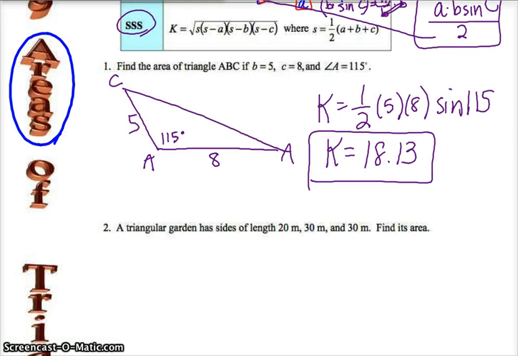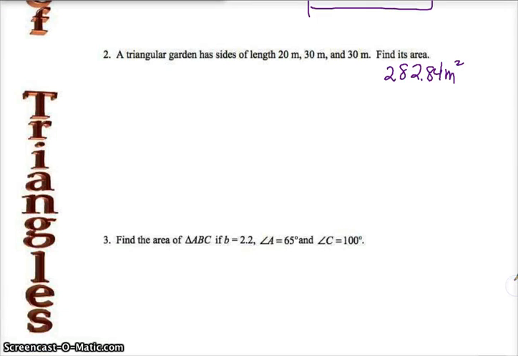Triangular garden, you might want to pause now and try these last two on your own. It's nothing super tricky, and then you can check your answers as soon as you're done. I believe the answer to number 2 is 282.84 meters squared. And I believe the answer to number 3 is 8.37. But go ahead and pause, see if you get those. Oh, sorry, I think the area here is 8.35, but I'll check it. Again, pause, then check your answer. If you didn't get it, you can watch the video.